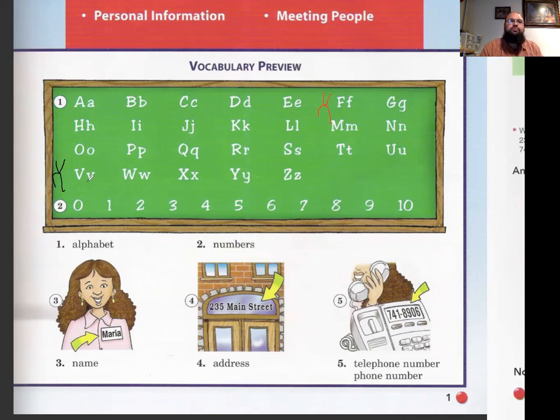W, X, Y, Z, and that last letter you have to make like the B sound. Z, Z. And there's a song that goes with this, so I'm gonna sing it to you. And I hope it will help you to learn it. Here we go.